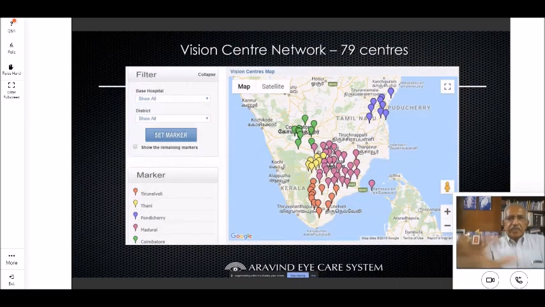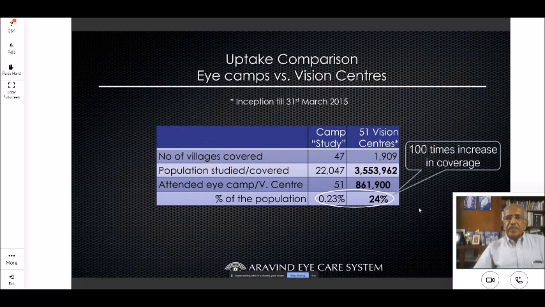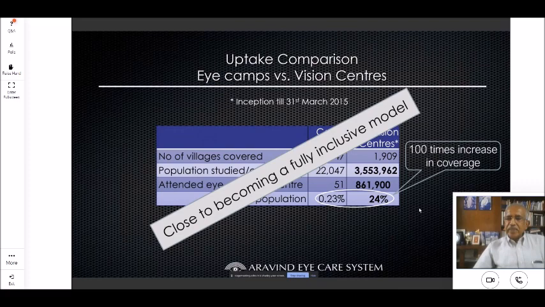This network of primary care centers now pretty much dots the whole of Tamil Nadu. Our goal is to make this 79 to about 120 or so, so that the whole state gets covered. Today, these centers alone see about 6.5 to 7 lakh patients a year. In terms of population reach, these centers have been quite phenomenal. A study done earlier showed that the ICAMs reached about 0.25% of the population, while these vision centers reached close to 25% of the population. So almost a 100 times increase in population coverage, making it probably the only example of universal access or a fully inclusive model.